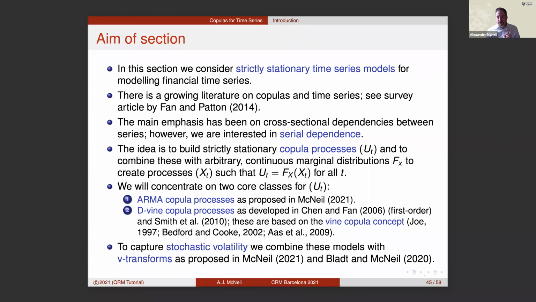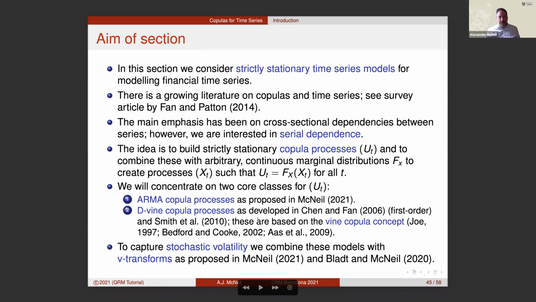So I'm going to be looking for two things. I'm going to be looking for copula processes, so stochastic processes whose distributions are copulas. And I'm going to be looking for marginal distributions. And again, we'll do this in R at the very end. And I'm going to concentrate on two core classes for U_t, what I call ARMA copula processes, which I wrote a paper about, which was published in January, and vine copula processes. So those are the two we'll look at.